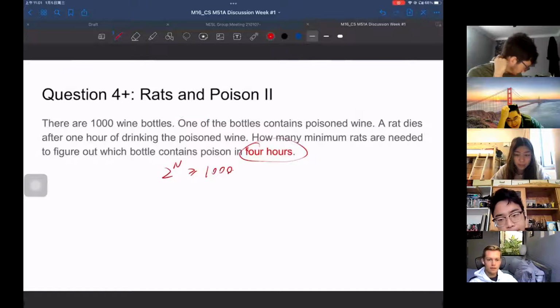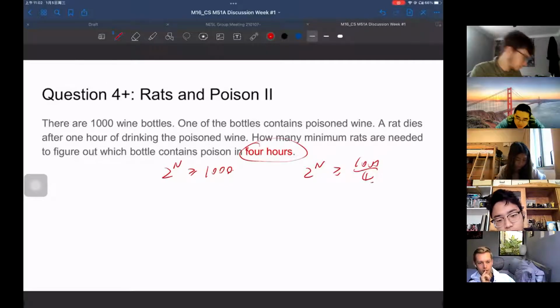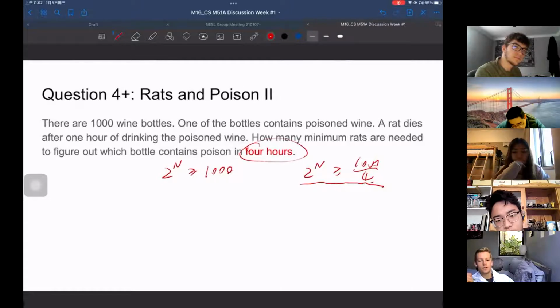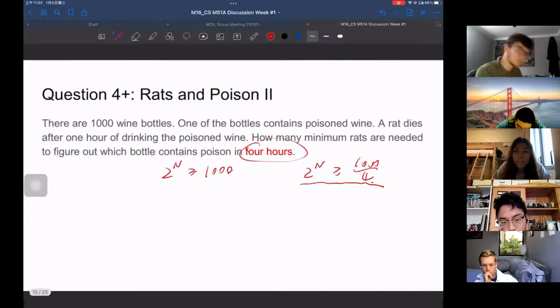Could we just divide the number of wine bottles by 4? But then you lose rats in each experiment, right? Yeah. If you lose a rat, then you figure it out, though, right? We always consider the worst case, which is maybe only the last combination in the 4th hour worked. So yes, this is one solution.